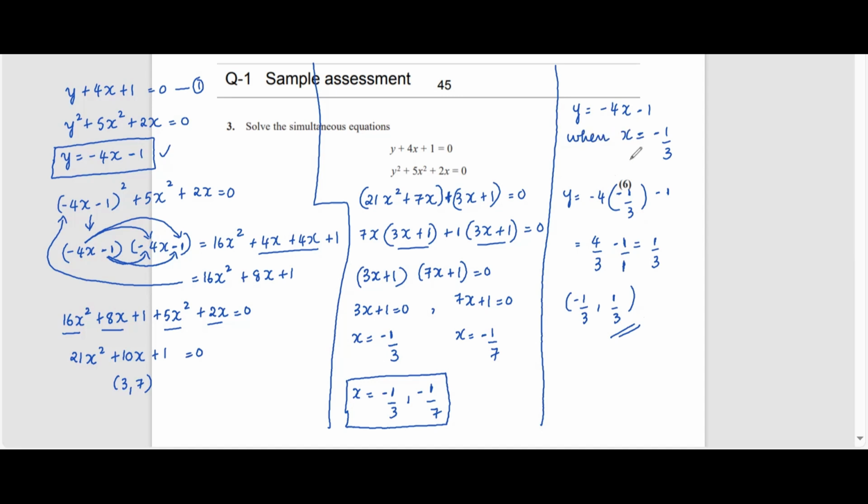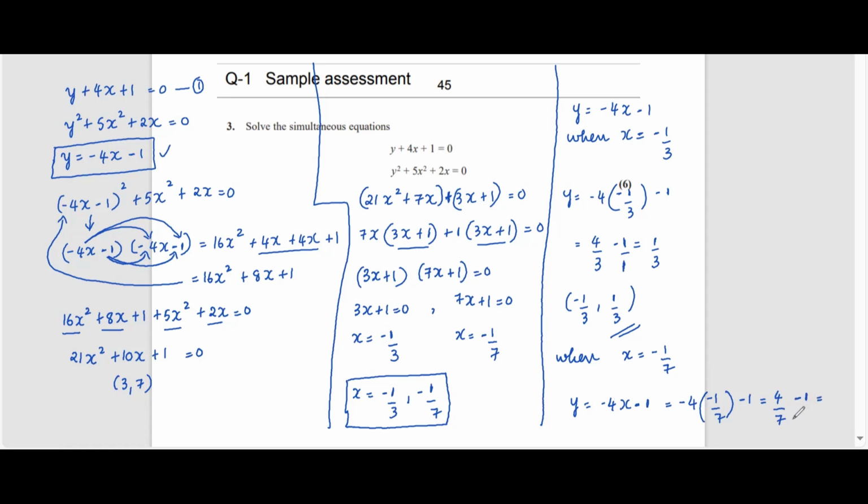The second part is we need to find y when x = -1/7. We know y = -4x - 1. So minus 4 times (-1/7) minus 1. Minus 4 into minus 1/7 is 4/7, because minus into minus gives you positive. So it is positive 4/7 minus 1.